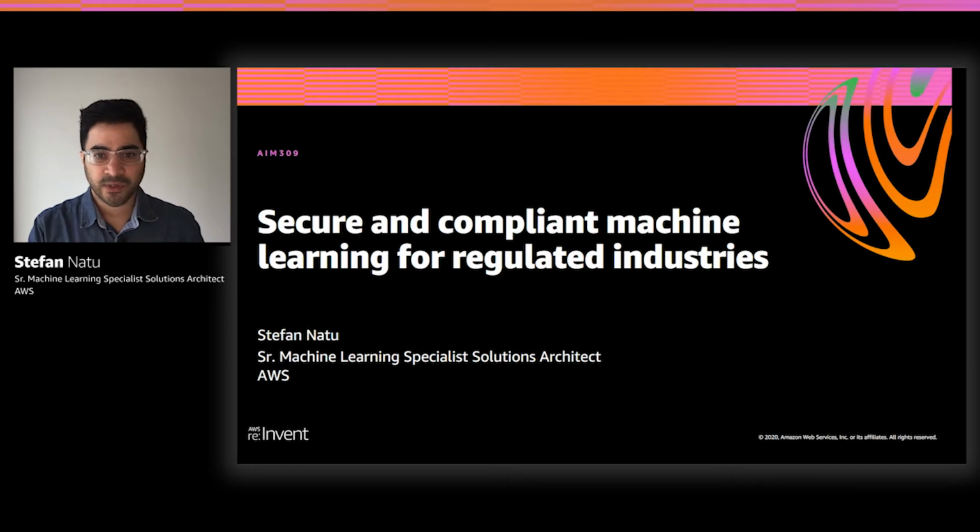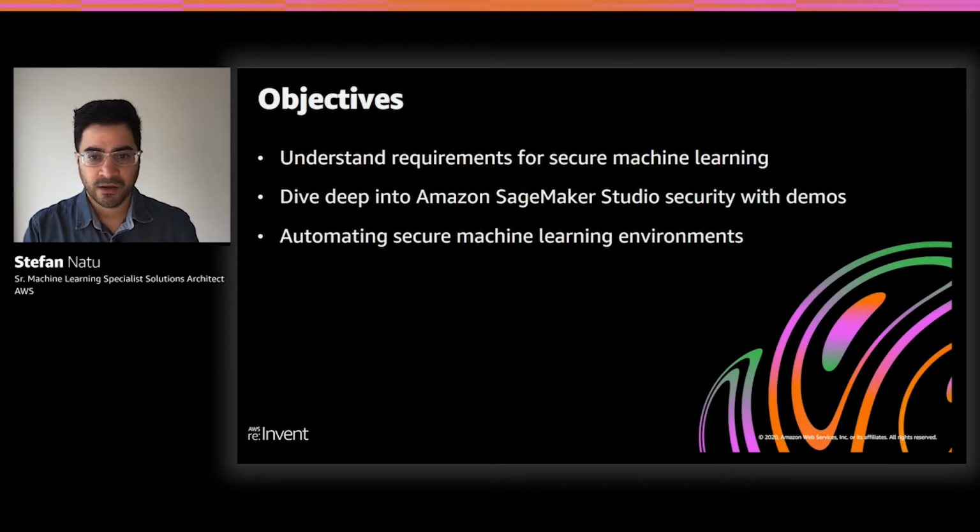In today's session, we're going to cover the following topics. First, we want to understand the requirements for secure machine learning. Then, we will discuss how Amazon SageMaker Studio, which is our fully managed integrated development environment or IDE, enables you to securely provision ML environments while removing a lot of the undifferentiated heavy lifting from building that yourself. For example, you'll see how SageMaker integrates with AWS security primitives such as IAM, KMS, and VPC.